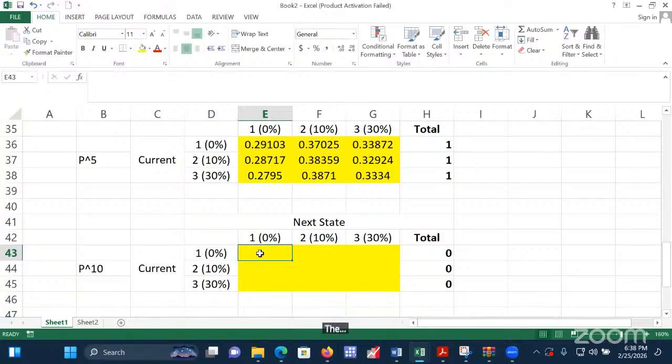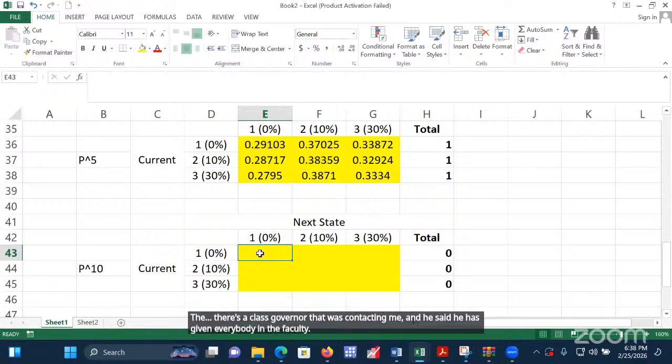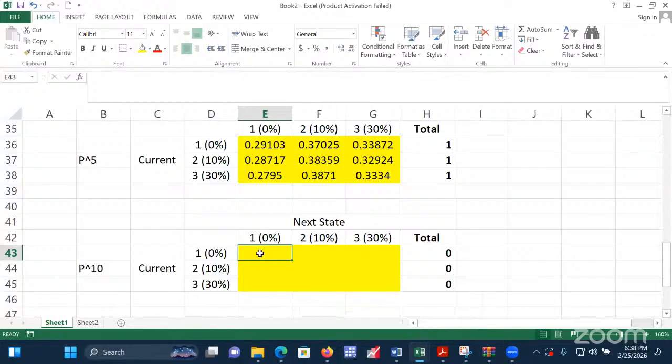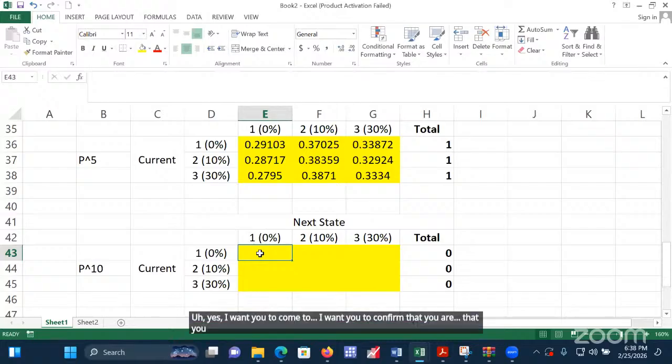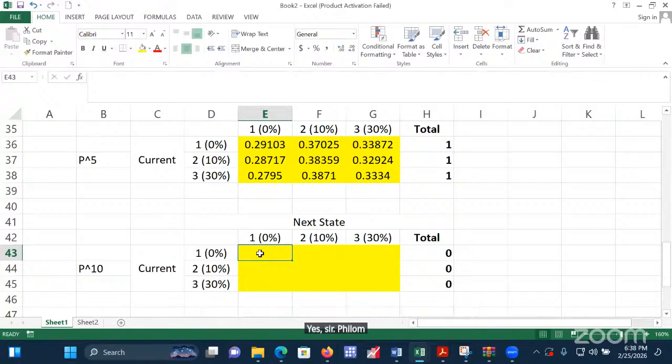There's a class governor that was contacting me, and he said he has given everybody in the faculty. Hello, class governor, are you there? Hello, sir. I want you to confirm that you have shared it with them. I said all materials you sent, the YouTube link, the podcast. Everything you sent to me, sir.